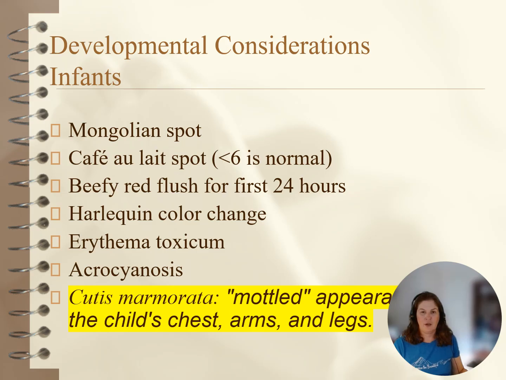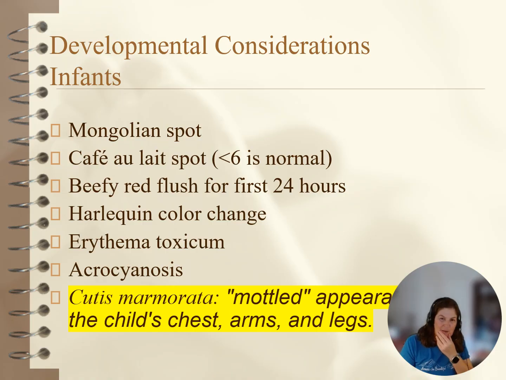Okay, the Mongolian spot. This is not something to be confused with bruising, though it can look like bruising. It's typically at the back of the neck. You'll see it in individuals with darker skin, Hispanic individuals, as well as African Americans. The café-au-lait spot, if it's less than 6 centimeters, is normal. So just know this stuff here. The erythema toxicum is something you should be aware of, and the harlequin color change as well.